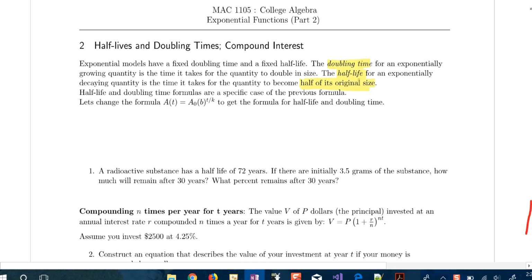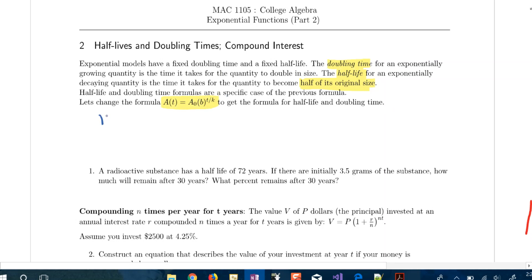So if you start with 100 bacteria and the doubling time is 2 hours, that means that in 2 hours it grows to 200. It doubles in size. These formulas, the half-life and doubling times, are just specific cases of the previous formula we just did in the previous video. That one was this, right? So to get the formula for half-life and doubling time, we're just going to consider this k to be either the half-life or the doubling time.